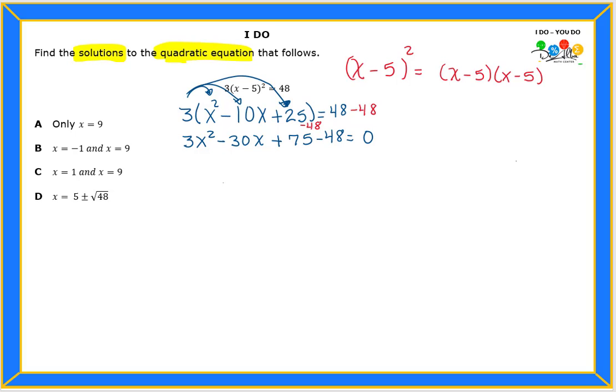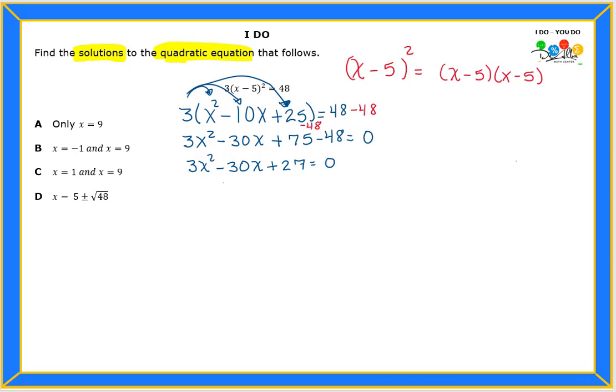Okay, so what I'm going to do next is combine like terms, and the only thing I can combine is 75 minus 48. The rest stays as it is. So I will write down 3x squared minus 30x, and 75 minus 48 gives me 27, and that is equal to 0.